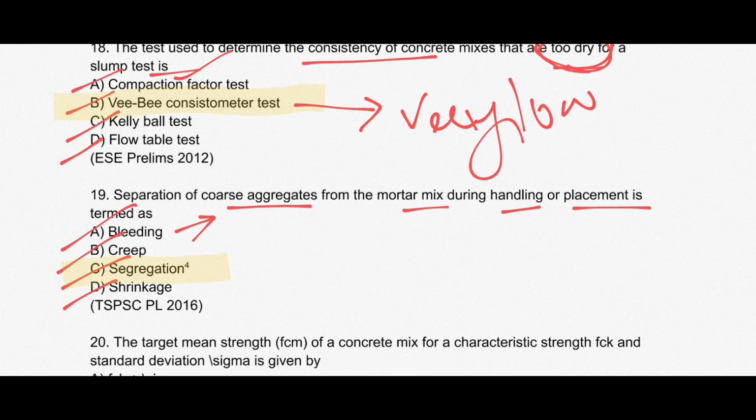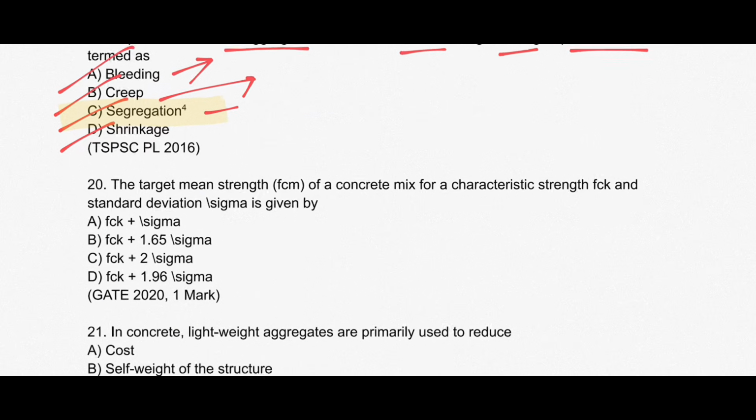బ్లీడింగ్ అంటే ఏంటిది, వాటర్ సపరేట్ అవ్వడం. క్రీప్ అంటేనేమో కాన్స్టెంట్ లోడింగ్ వల్ల మనకి మేబీ ఇండెంటేషన్ కానీ ఏదైనా డిఫార్మేషన్ అవ్వడం. Okay, permanent deformation because of the loading. Next, segregation ante separation of the coarse aggregates. This is our answer. Shrinkage ante volume అనేది తగ్గడం.